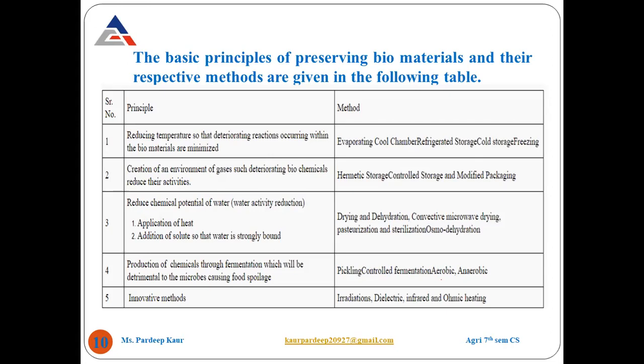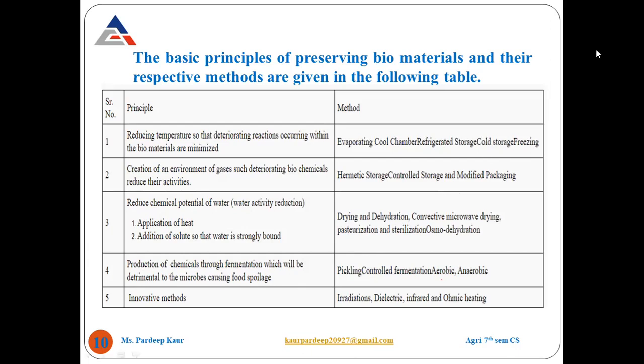The third one is to reduce the chemical potential of water, or water activity reduction, for example through the application of heat and also the addition of solute so that water is strongly bound. For this purpose, we use the drying method and the dehydration method, and we also use convective microwave drying, pasteurization, sterilization, and the osmo dehydration method.